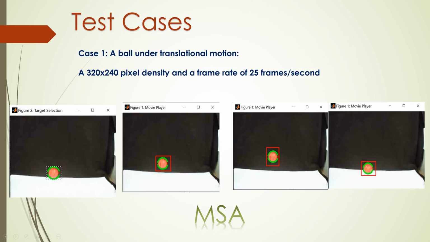So here, this is the detection that is observed by the mean shift algorithm. Here the object to be detected is first selected using a rectangular shape. Then you can see the object being detected in the subsequent stages.